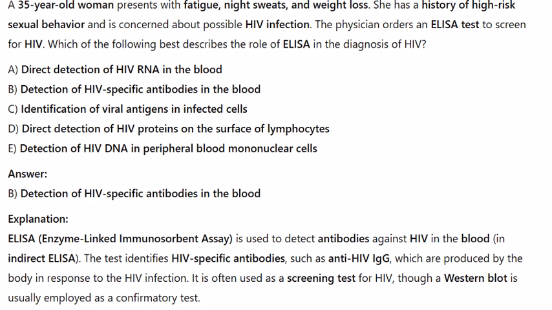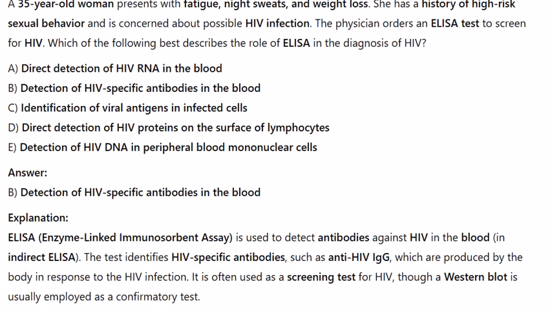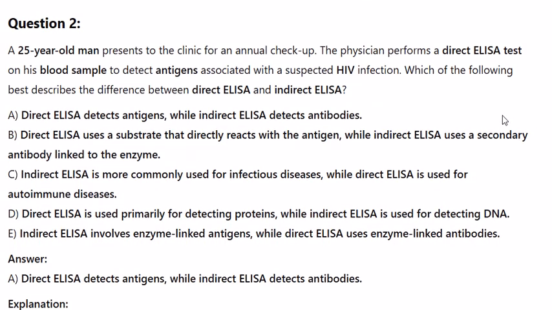Detection of HIV-specific antibodies in the blood. Explanation: ELISA, enzyme-linked immunosorbent assay, is used to detect antibodies against HIV in the blood in indirect ELISA. The test identifies HIV-specific antibodies, such as anti-HIV IgG, which are produced by the body in response to the HIV infection. It is often used as a screening test for HIV, though a Western blot is usually employed as a confirmatory test.